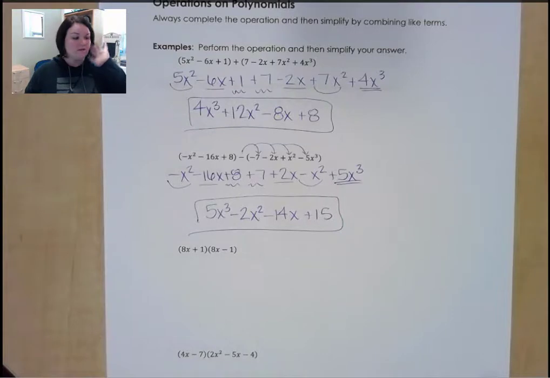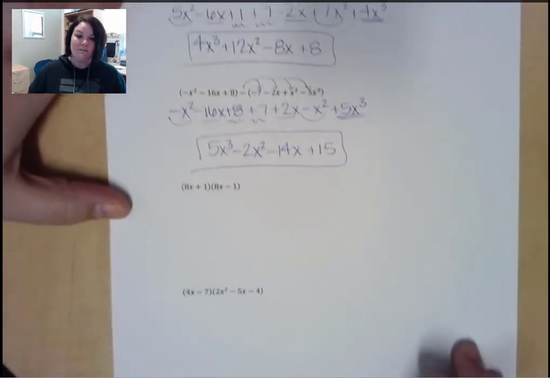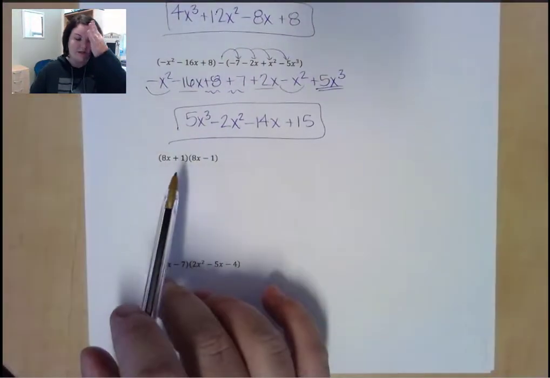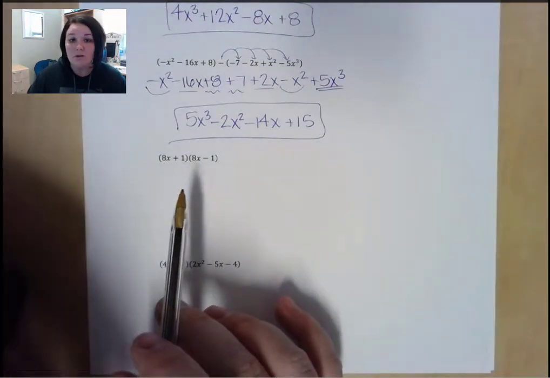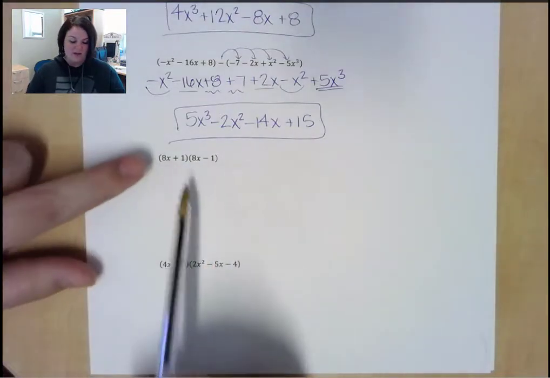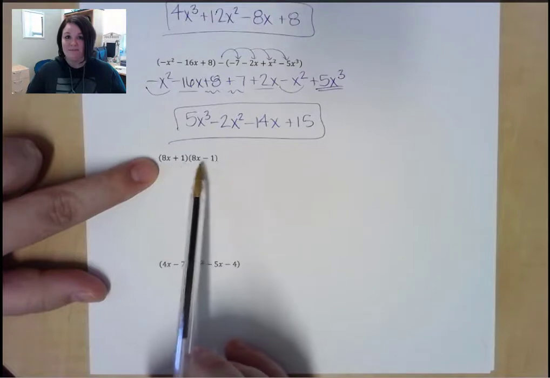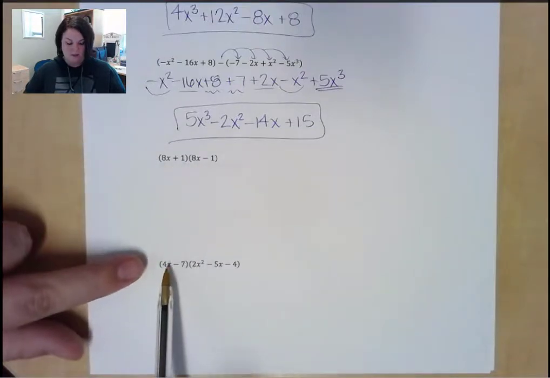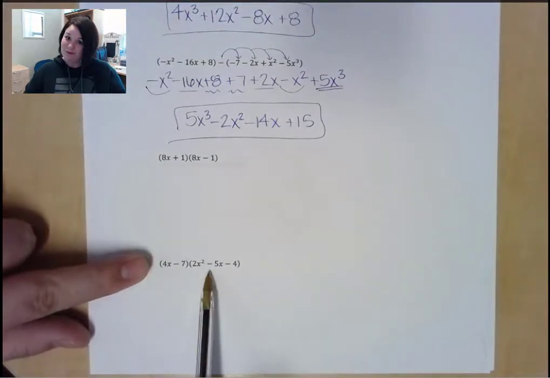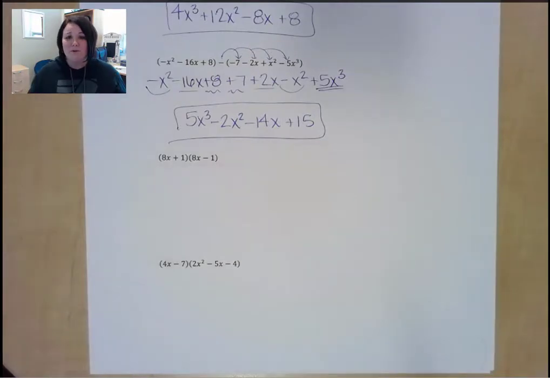Now I want to focus a little bit more on multiplication. I'm going to do 3 examples of multiplication, and then I'll give y'all some to try. When we're multiplying, some of you may have learned a strategy called FOIL. That's fine when you have a binomial times a binomial, but when you get into a binomial times a trinomial or anything bigger, FOIL no longer works.